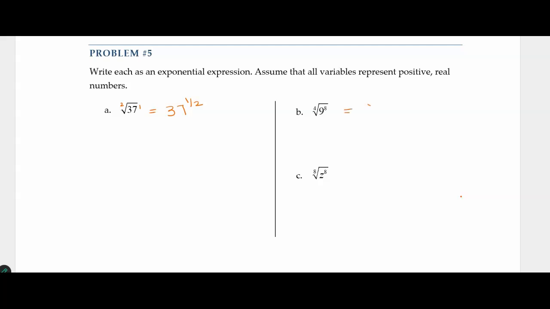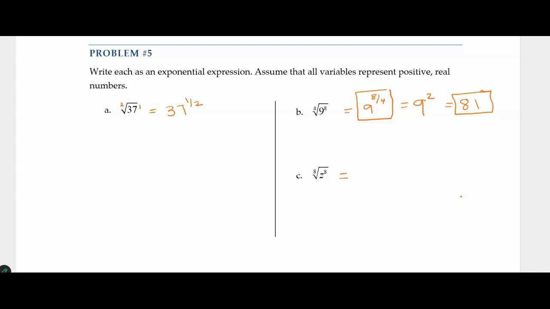So this is 37 to the 1/2 power. This one, we have 9 as our base, raised to the 8/4 power. But if it wants you to simplify here, this could be your answer if it tells you not to simplify. But if it wants you to simplify more, 8 divided by 4 is 2, so it's really 9 to the 2nd power, which is 81. So just notice what it's asking you to do. And it'll be very specific. It'll just say rewrite, don't simplify, or something like that.